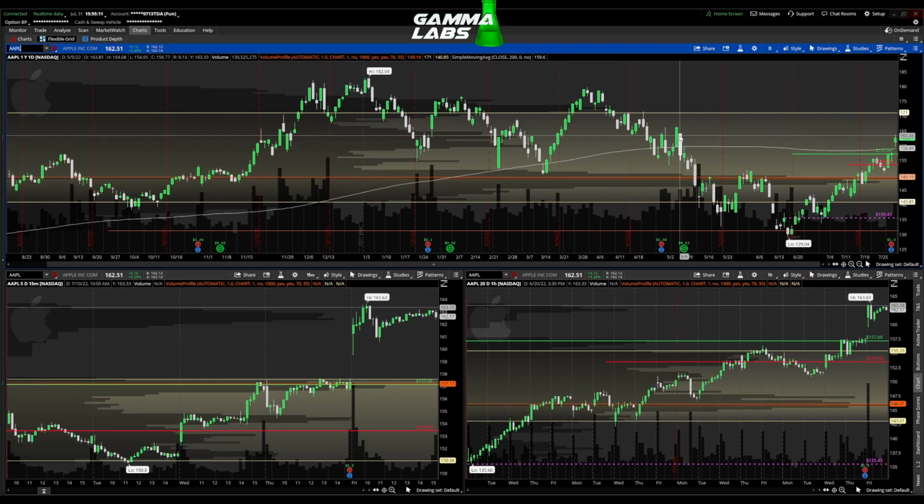oh, I'd be targeting the high of this candle, which is 164.08, because there is a smaller imbalance here, and you'd be able to run these stops.